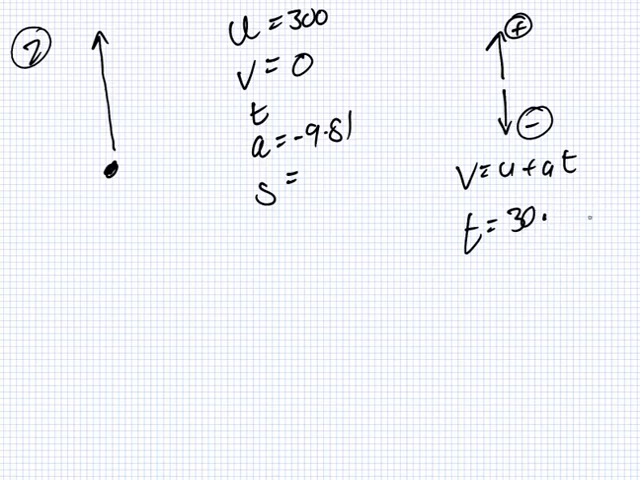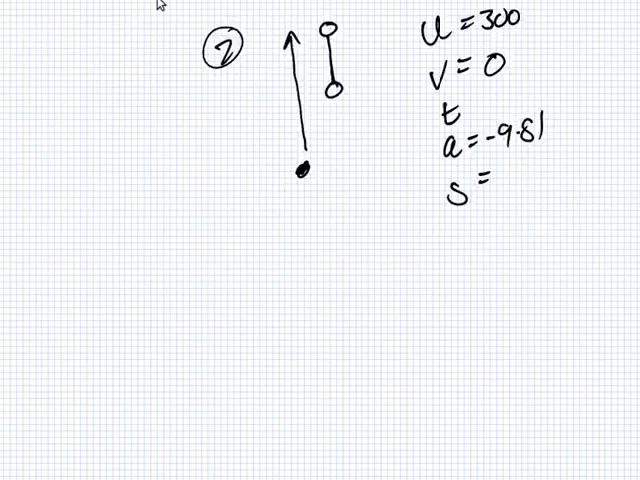So let's look at the first part of the journey, up to the top. That's the bullet. Up to the top, so the U is 300, the V is 0, T we don't know, A is minus 9.81 and S we don't know.